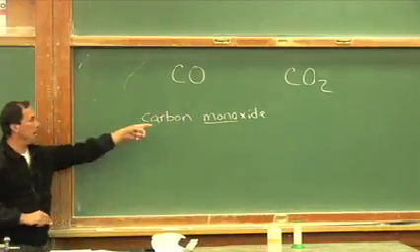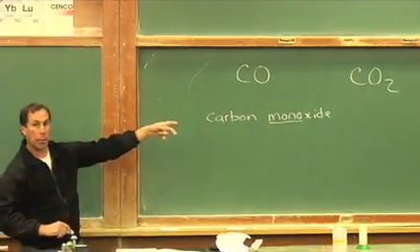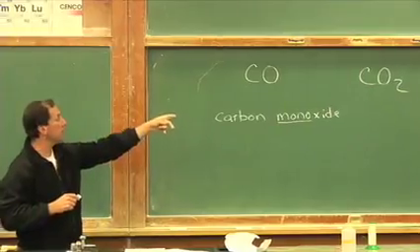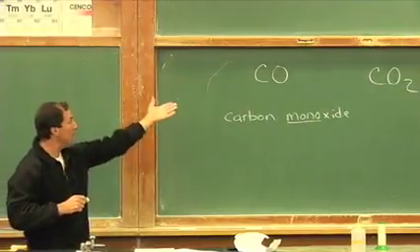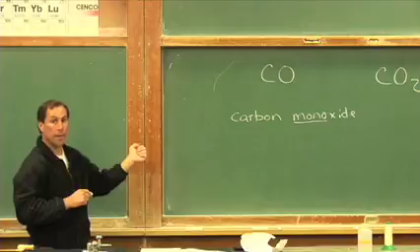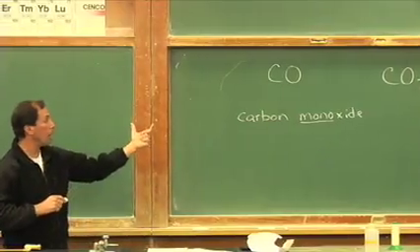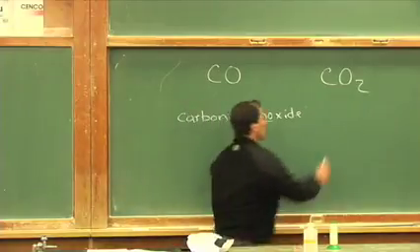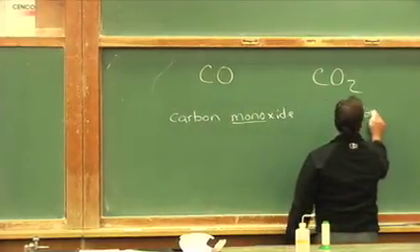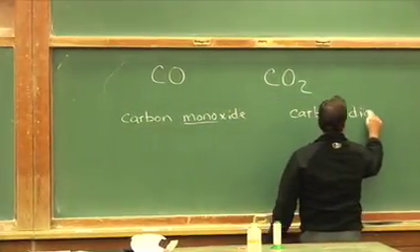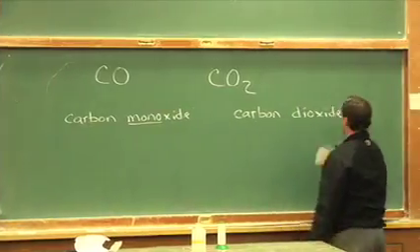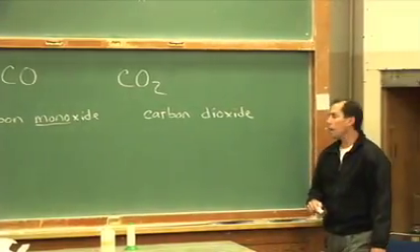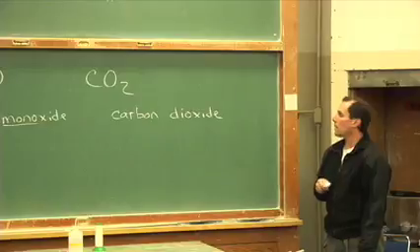Carbon, and then oxygen becomes oxide. We give it the IDE ending. It's the non-metal at the end. And we're telling people there's 1 oxygen, so we use the prefix mono, carbon monoxide. Do you know what this one would be called? Carbon dioxide. And we have some prefixes we commonly use.